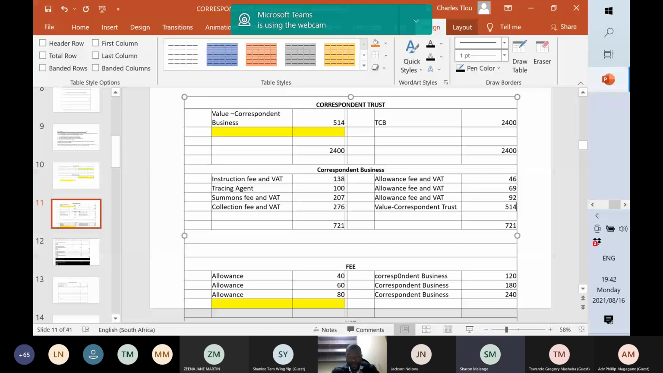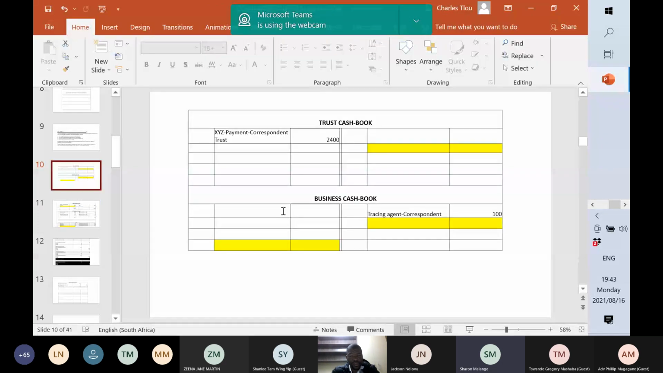I think you credit this cash book and you debit the TCB and you credit the BCB, the business cash book. You debit the business cash book and you credit the trust cash book, correct? Remember, 7.2 is where you do the actual transfer, and you can only do the actual transfer by transferring from the credit side of your trust cash book, and this is your money.